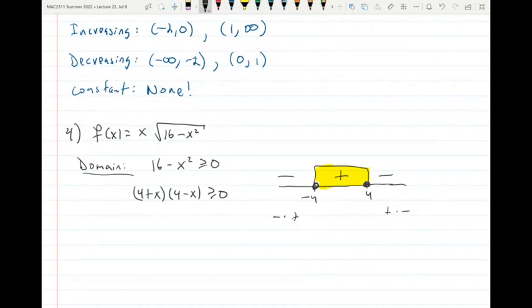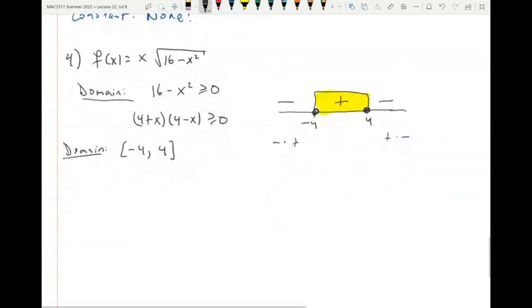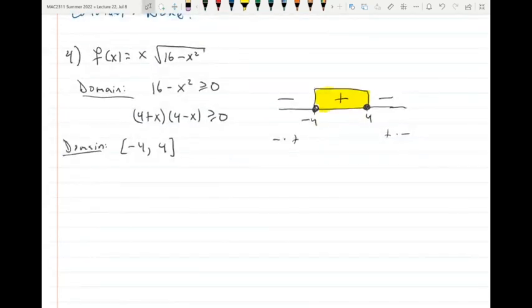Okay, so domain is -4 to 4. So whatever we do is going to be inside this interval. Okay, so let's analyze then the derivative. So we have f of x equals x times this expression.